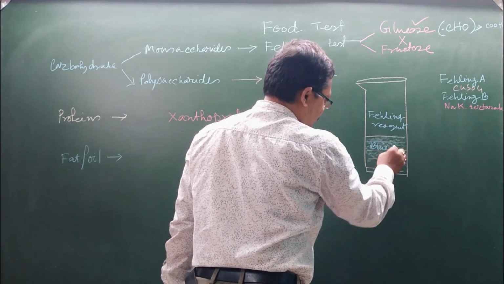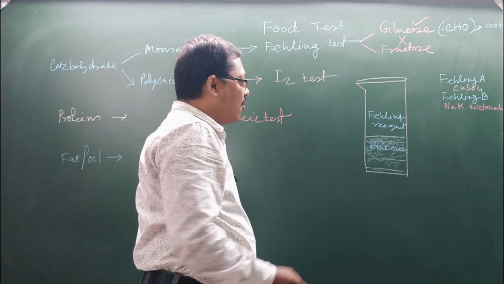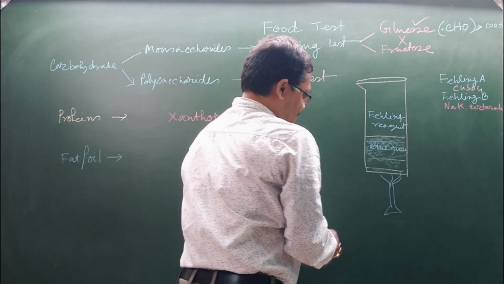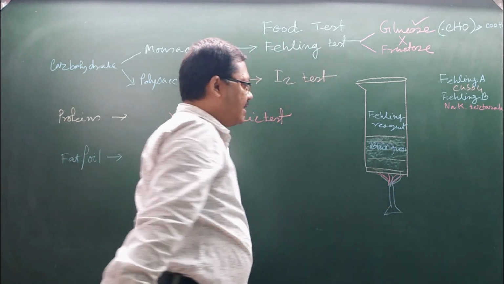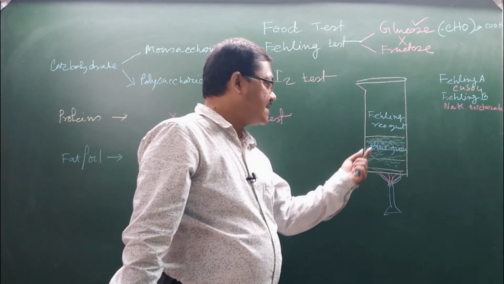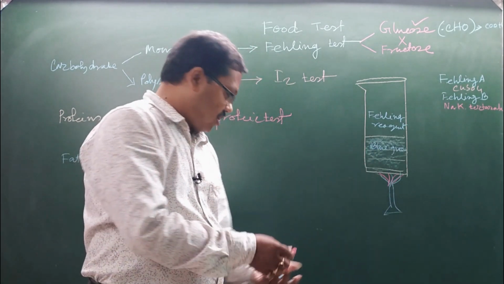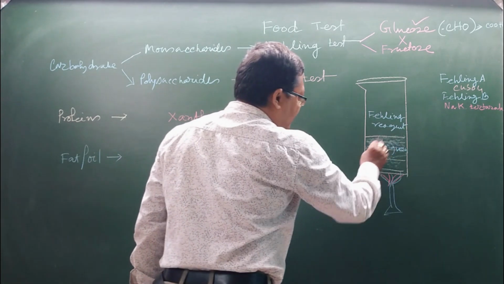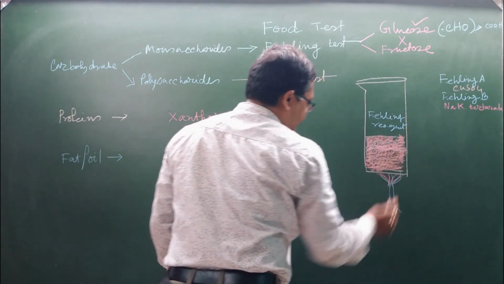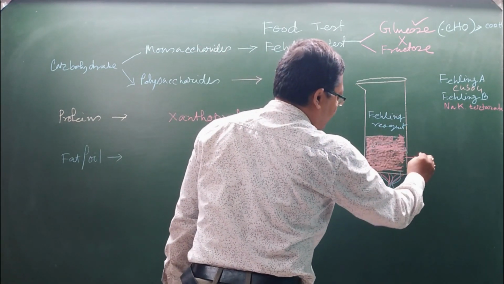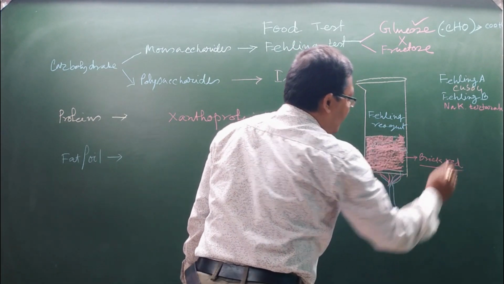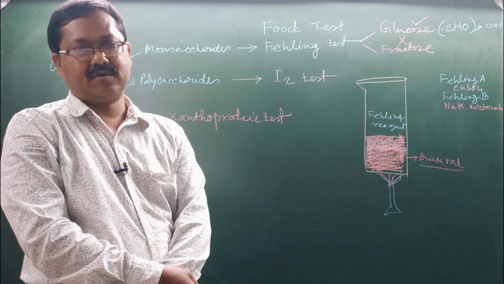But when it is heated gently, very cautiously, then this blue-green color is converted into brick red color. This is the specific identification test of glucose.